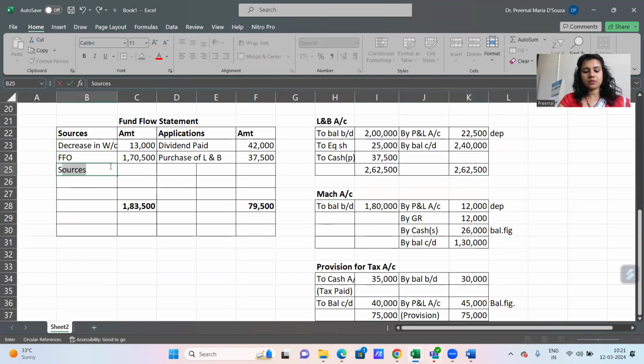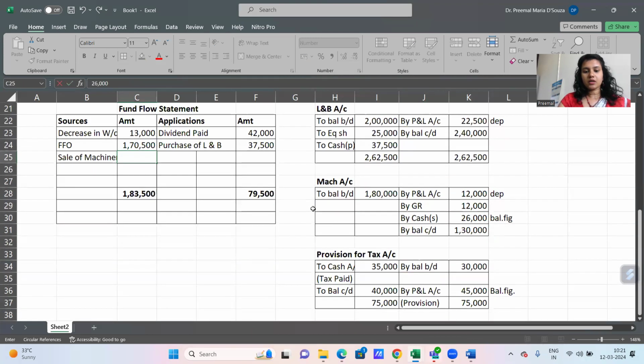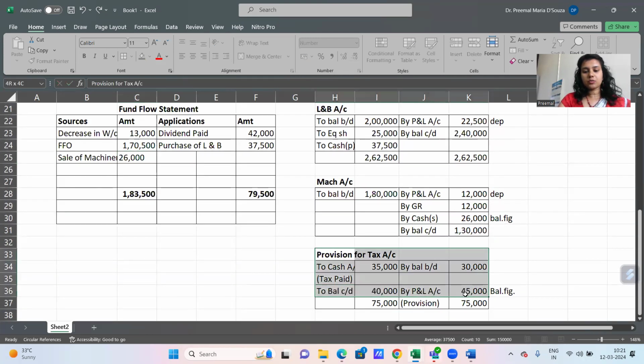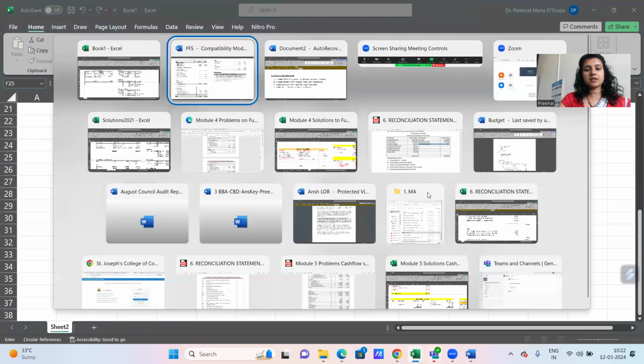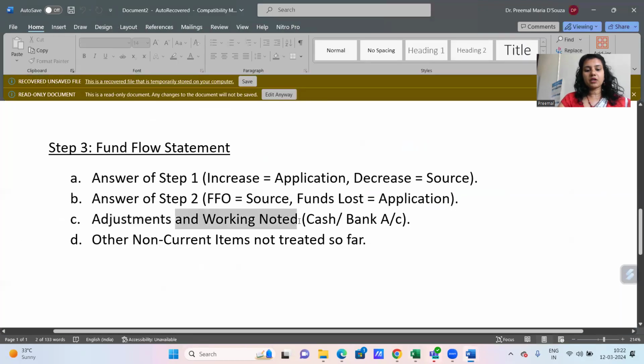Next, in the second working note for machinery, we have a by cash, which indicates sale. This will come under source, sale of machinery, amount 26,000. Moving on to the last working note, provision for tax, we have a to cash account, which is an application because it's tax paid. So under applications, mention tax paid, amount 35,000. So with this, we've completed the third guideline where we looked at our adjustments and working notes.